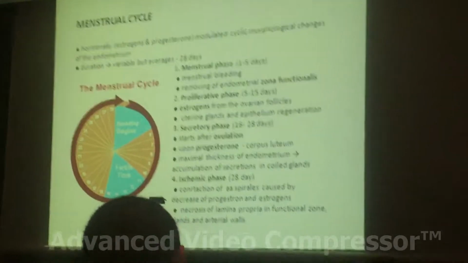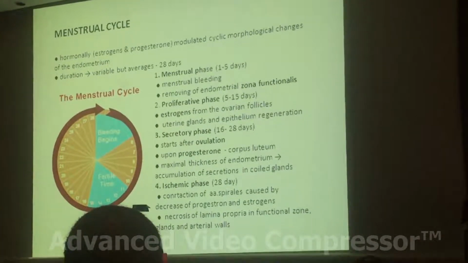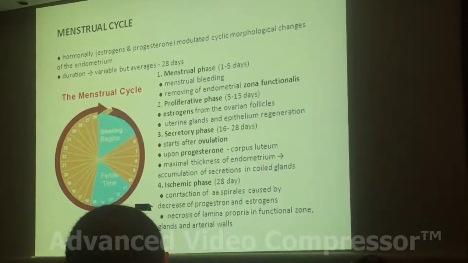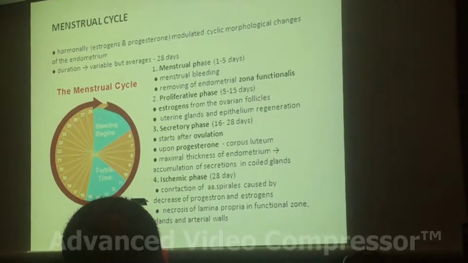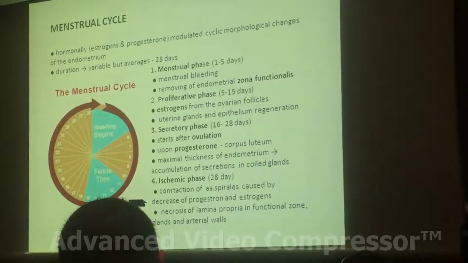As we said, the endometrium undergoes cyclic changes, which you studied in the menstrual cycle in the first year. The landmark is the time of ovulation, which usually occurs at mid-cycle, day 14.